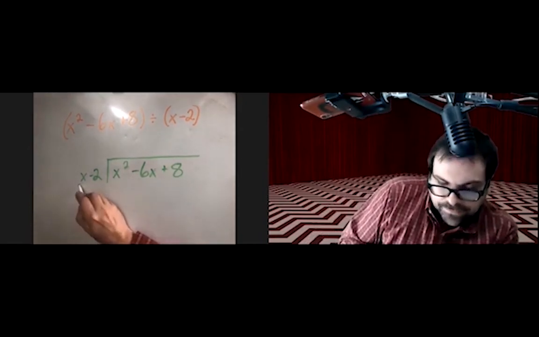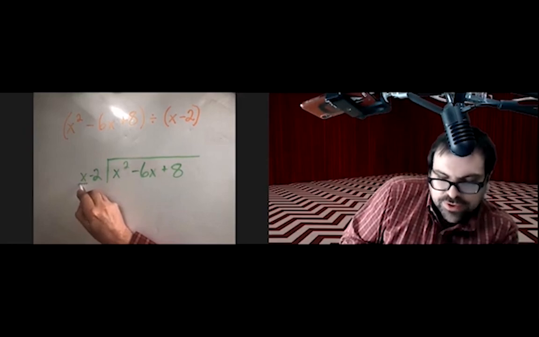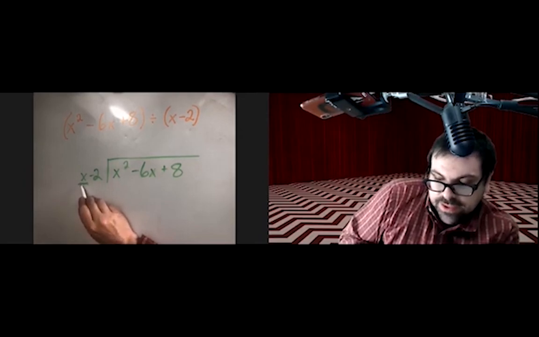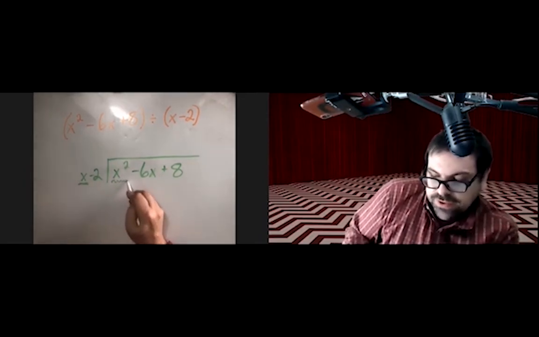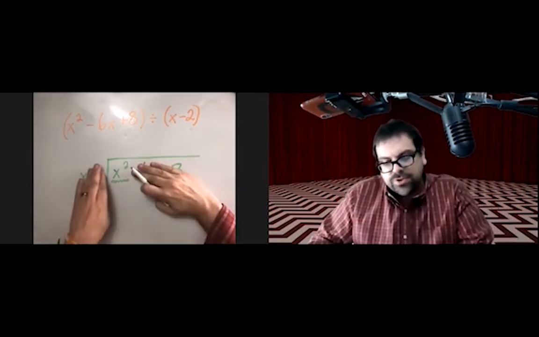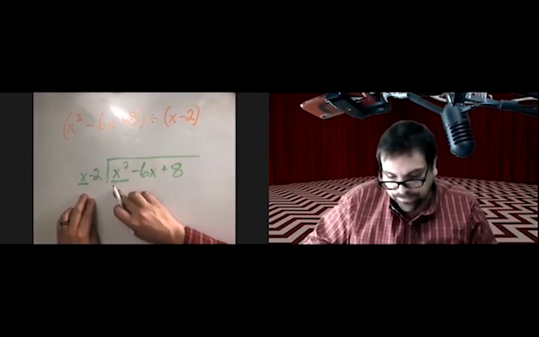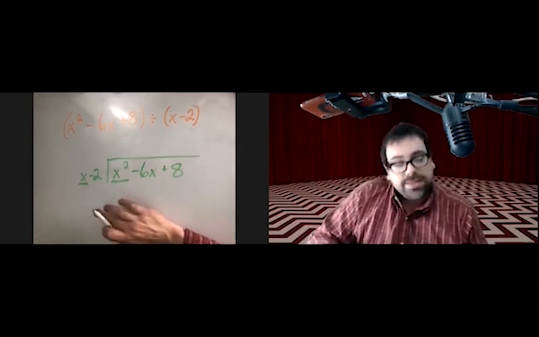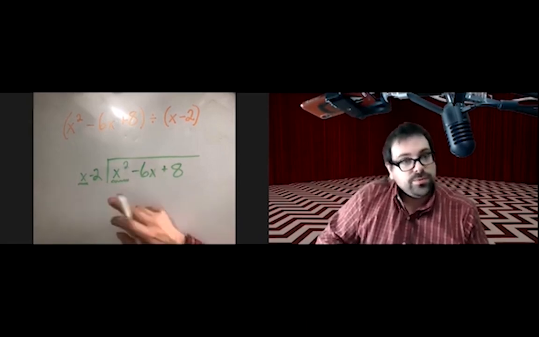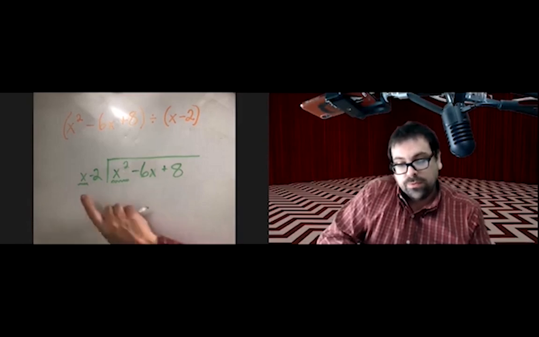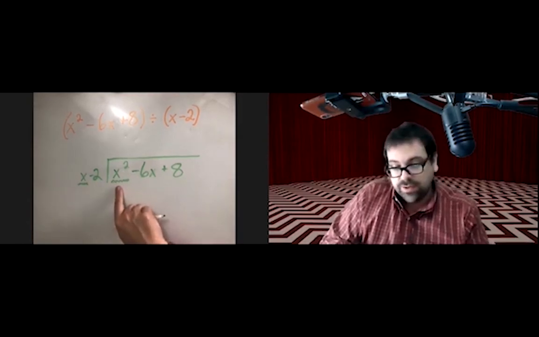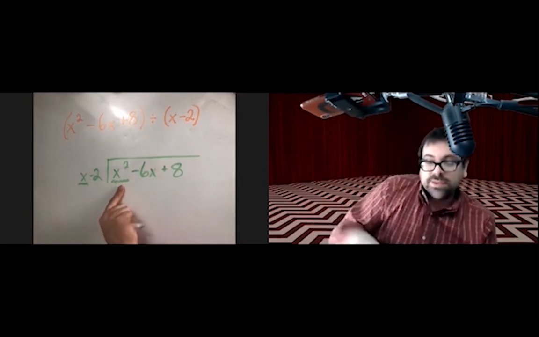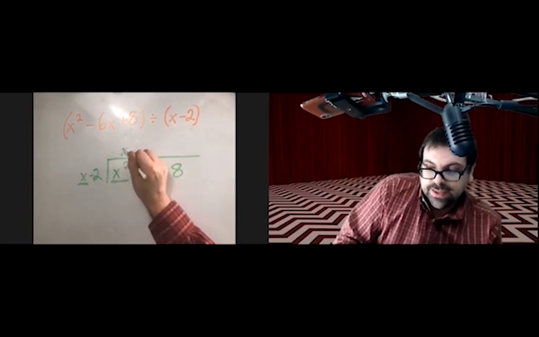We're going to look at just the first term, and we're going to ask ourselves, this times what gives us the first term here? Ignore the rest. We're just looking at the first term. This is the equivalent in the long division problem of asking how many times does the thing on the outside go into whatever. We're trying to get there with multiplication. So x times what is x squared? X times x is x squared.